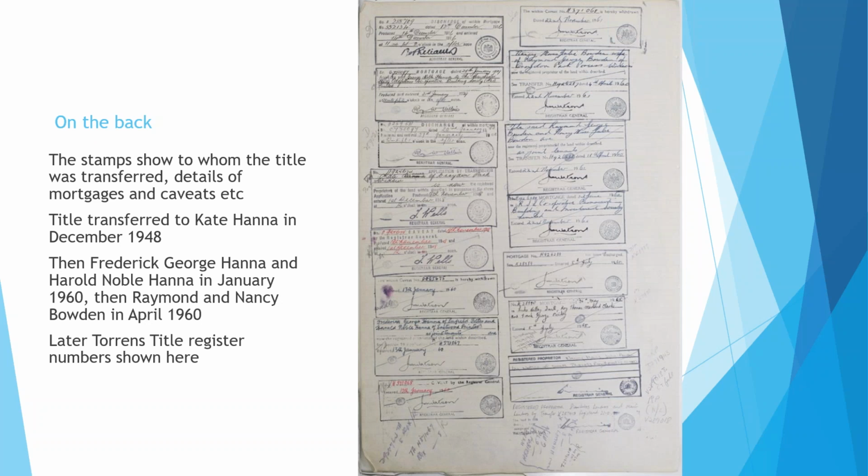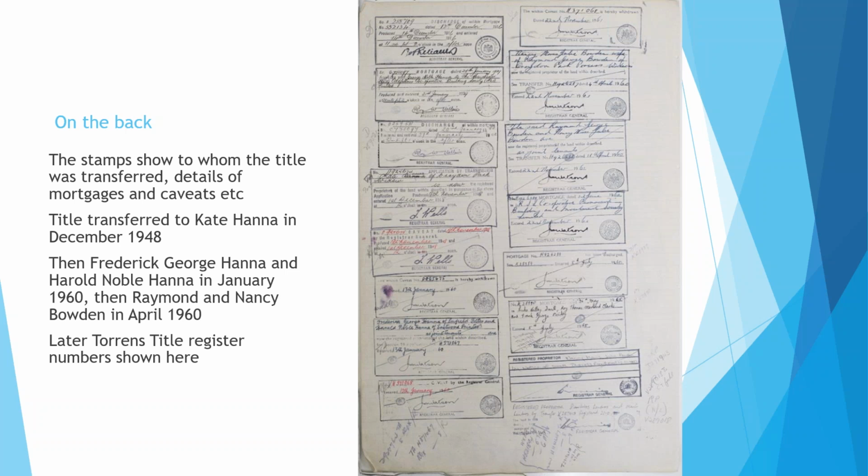And what we see here is a page with a whole stack of stamps on it. And what the stamps show you is each person to whom the title was transferred. It will also tell us of any mortgages, and it will tell us of any caveats and things like that. So one of the stamps on here, which I do apologise, forgot to circle, shows that the title was transferred to Kate Hanna in December 1948.